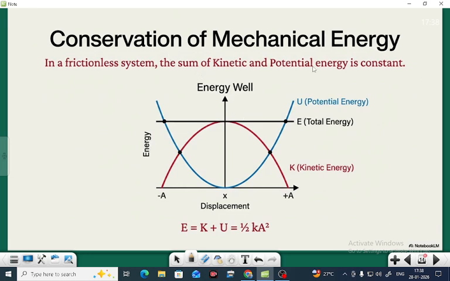Conservation of mechanical energy. In a frictionless system, the sum of kinetic and potential energy is constant. Here you see that this is the kinetic energy, right? And this is the potential energy. If you add, this gives the total energy. This straight line is the total energy. So total energy is kinetic energy plus potential energy. It is equal to half k A square. This is the total energy, half k A square.